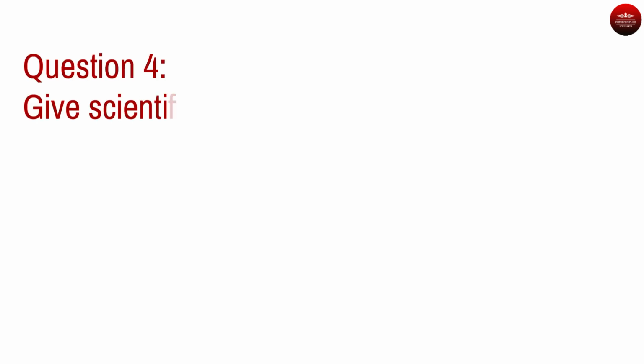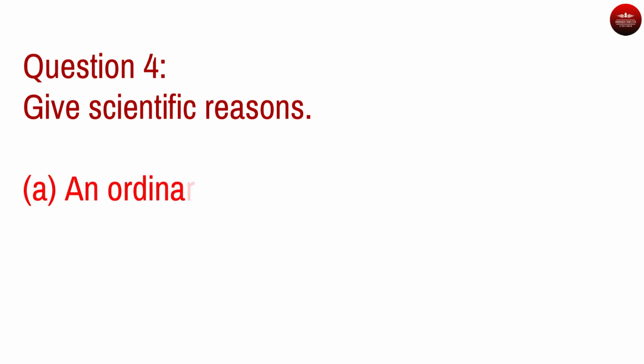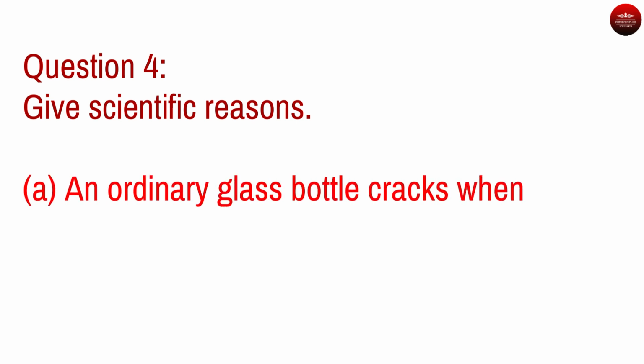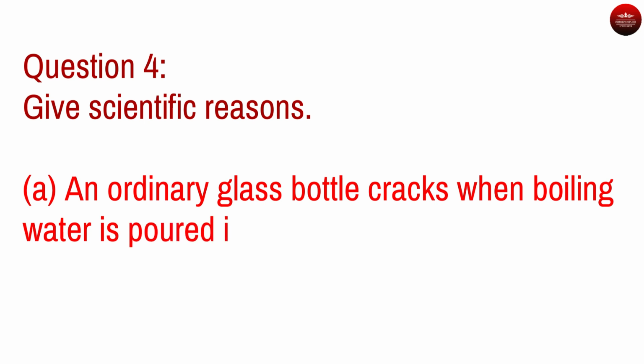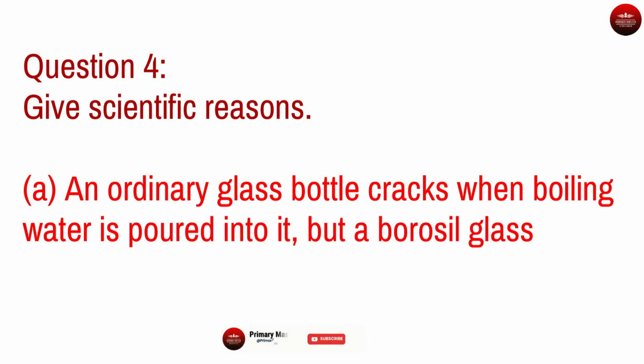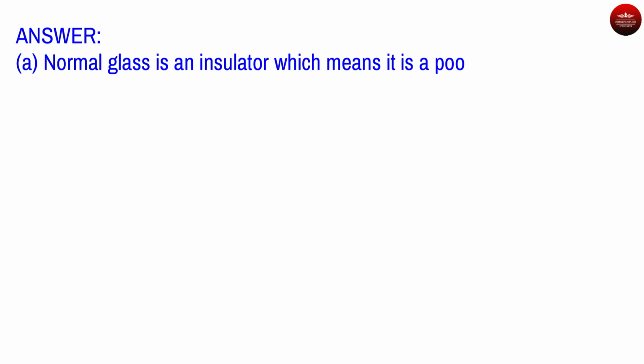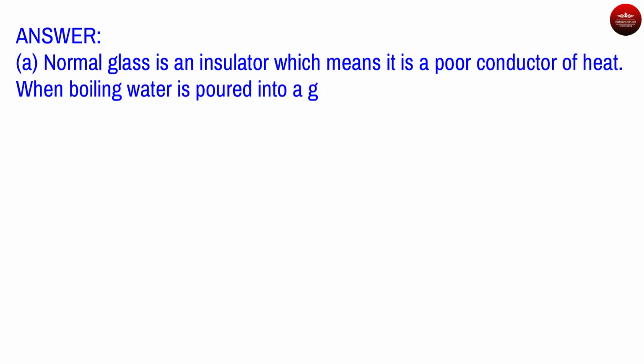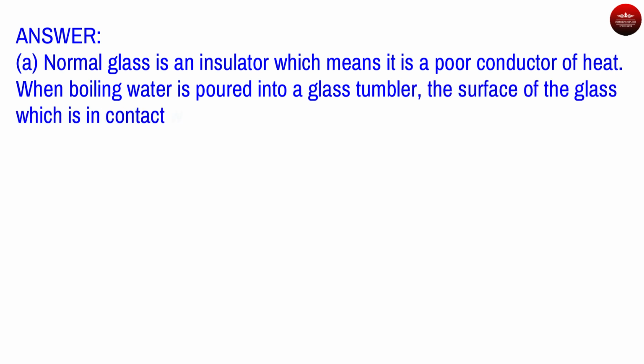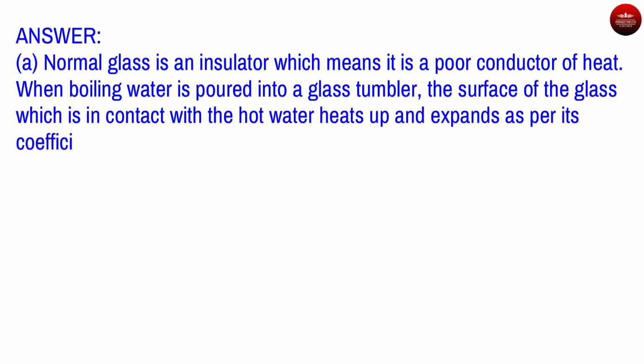Question 4. Give scientific reasons. A. An ordinary glass bottle cracks when boiling water is poured into it, but a Borosil glass bottle does not. Answer. A. Normal glass is an insulator, which means it is a poor conductor of heat. When boiling water is poured into a glass tumbler, the surface of the glass, which is in contact with the hot water, heats up and expands as per its coefficient of thermal expansion.